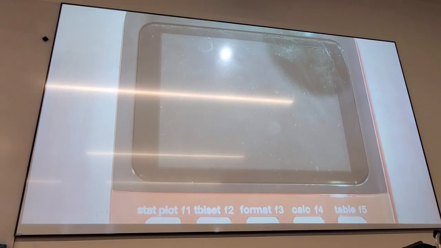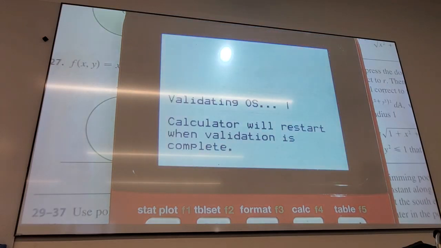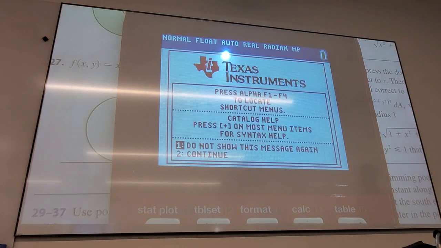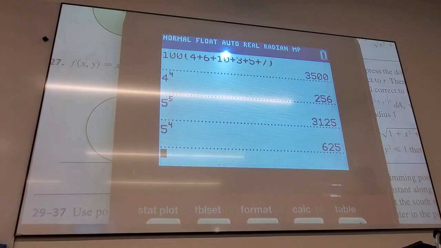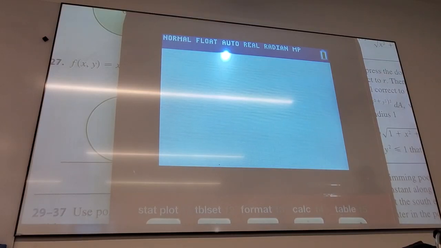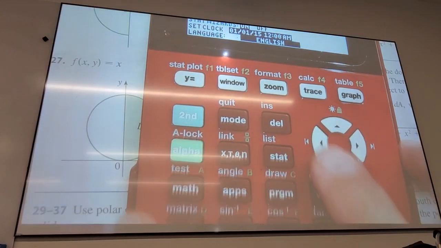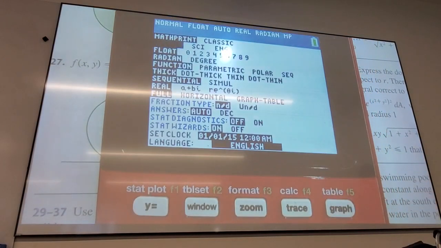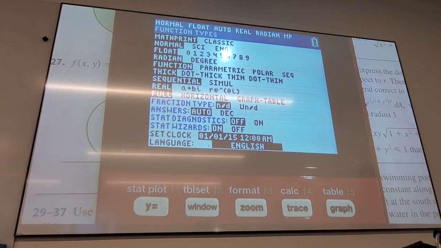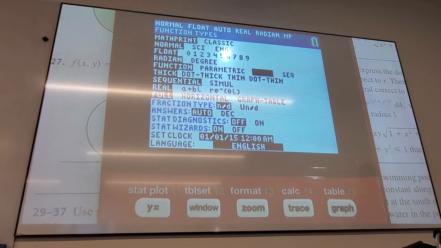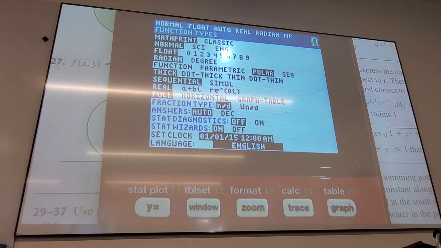Now, does anyone already know how to graph polar coordinates in your graphing calculator? Yes. So if we go to mode, right up here: function, parametric, polar. You with me? I'll put it back to where it was, unless you want me to just keep it.